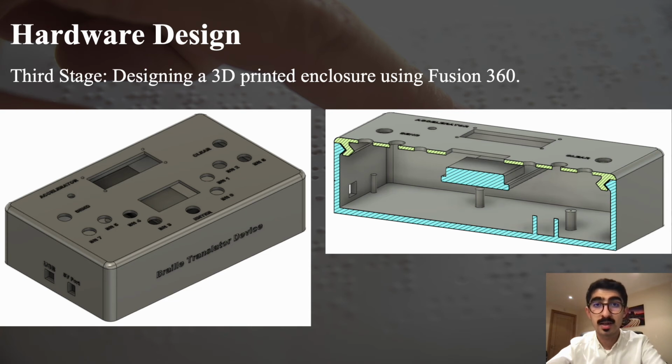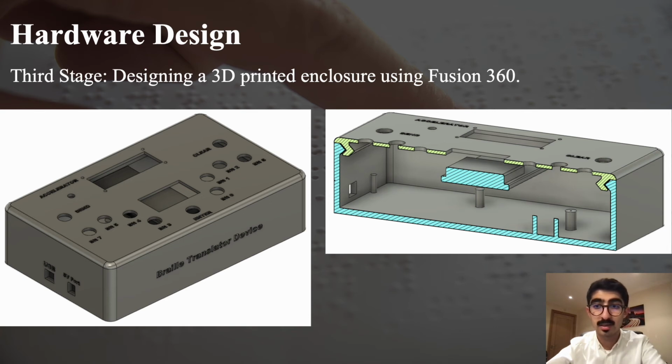This is the third and last phase of the hardware design. In this part, we designed a 3D enclosure for our final prototype of the Braille translator device using a 3D CAD modeling software known as Fusion 360. All of the necessary dimensions were taken into consideration while designing the enclosure. It was very important to have the perfect fit that ensures functionality, cost effectiveness, and safety.